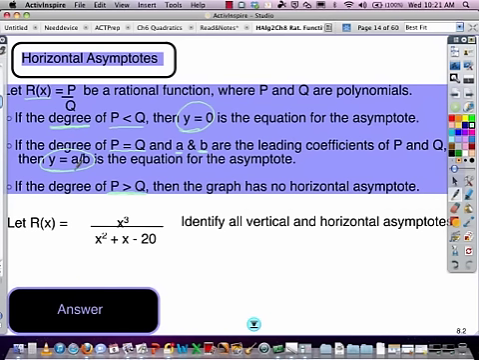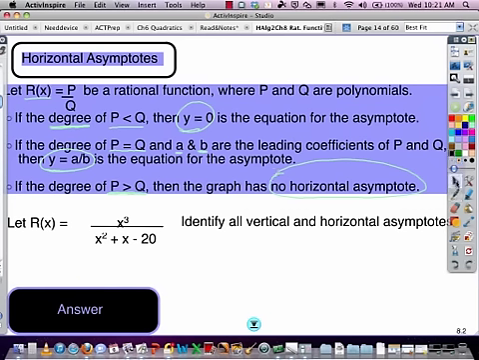And the last possibility, if the degree on the top is greater than the bottom, then we can say we have no horizontal asymptotes. All right? With that in mind, let's go to the example I have here.